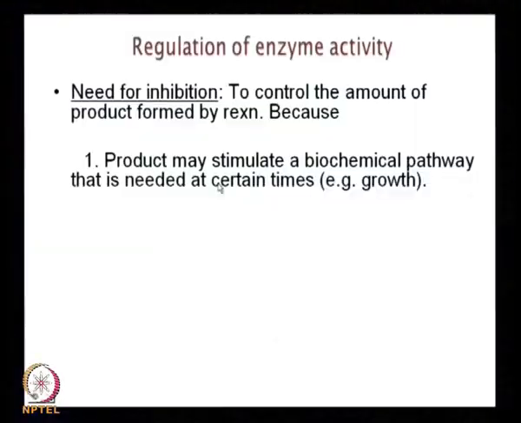So why is that? Why do you want to produce products only up to a certain quantity and no more than that? Because the product can stimulate a biochemical pathway that is needed in certain times. For example, if the product is present in a certain specific quantity, it stimulates a certain biochemical pathway. If it exceeds that quantity or is lesser than that, it can stimulate some other biochemical pathway which is maybe undesired. Okay, so that is reason number one.